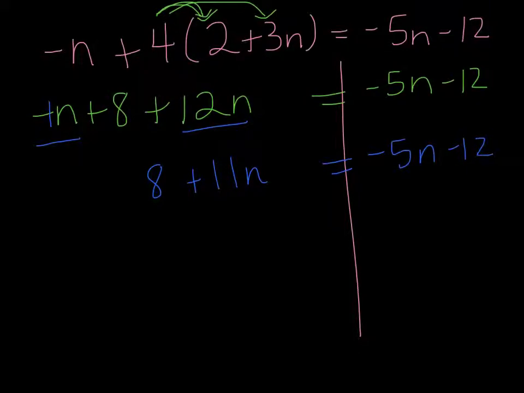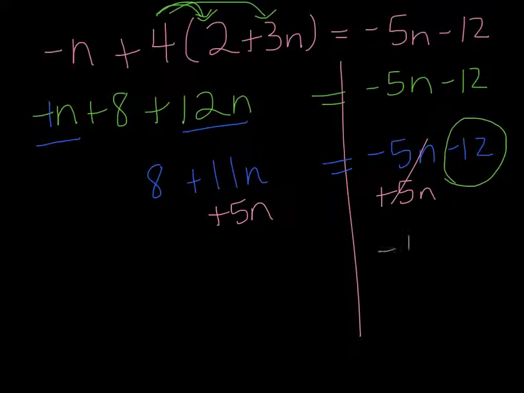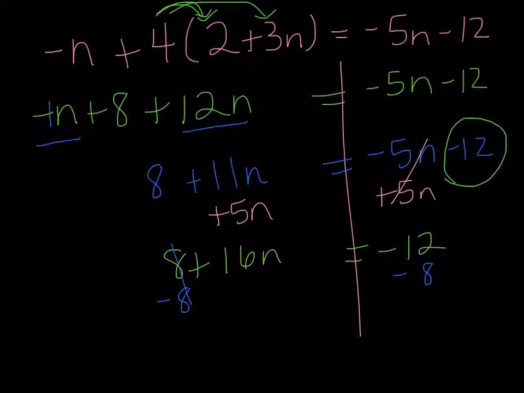Let's go ahead, and we are actually going to take the negative 5n and bring it to the left. Going to add 5n to both sides. Those cancel out. I am actually left with a negative 12 to bring down. Negative 12 is equal to 8 plus 16n. I want to subtract 8 from both sides. 16n is equal to negative 20.